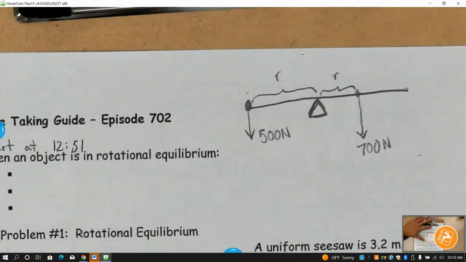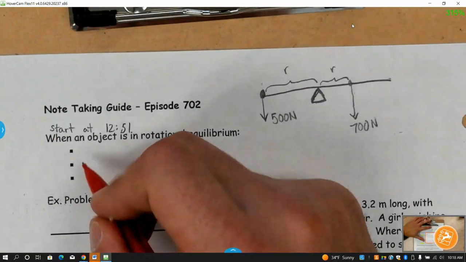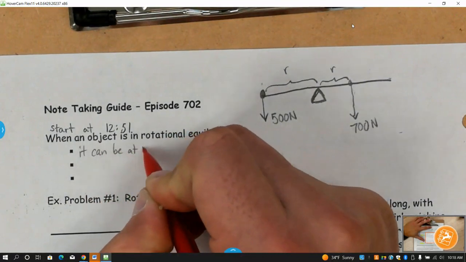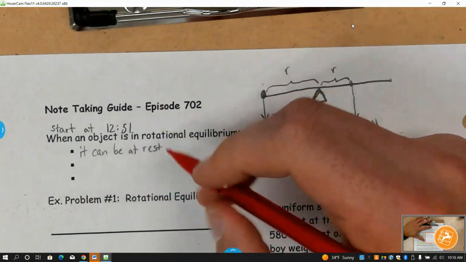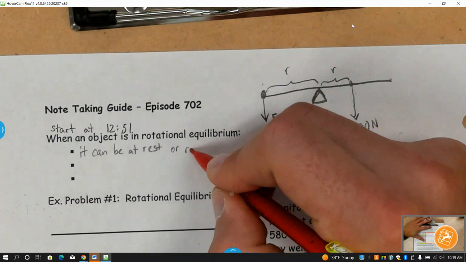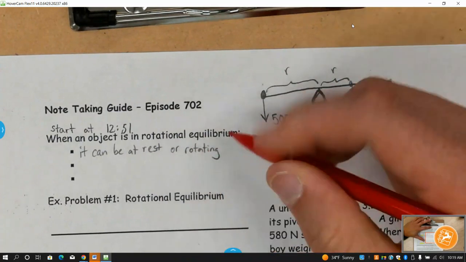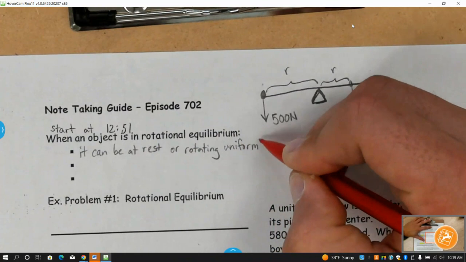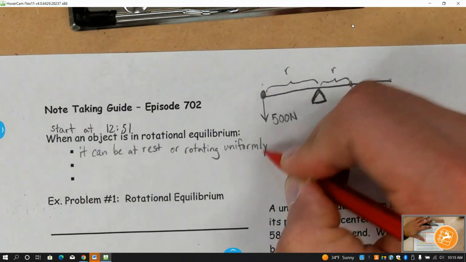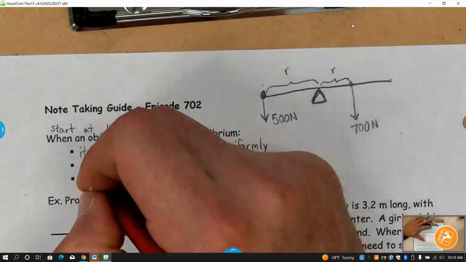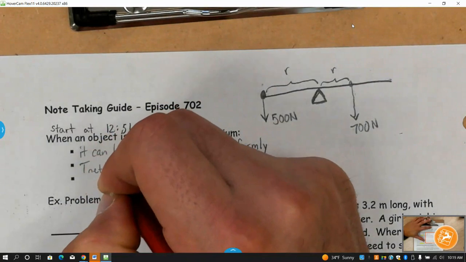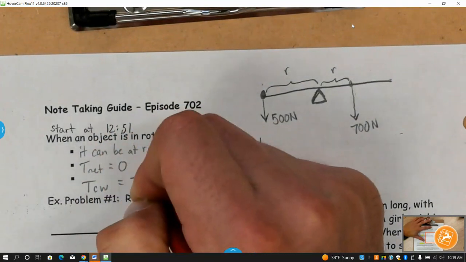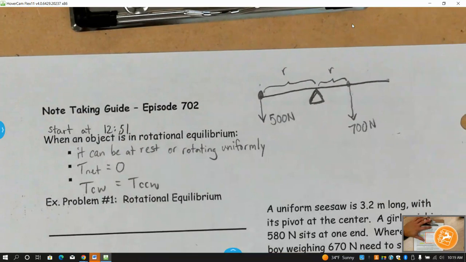So when an object is in rotational equilibrium, it can be at rest or rotating uniformly, which means constantly. So it's not accelerating crazily. Therefore the net torque on these objects has to be 0, which means the clockwise and counterclockwise torques have to be equal to each other.